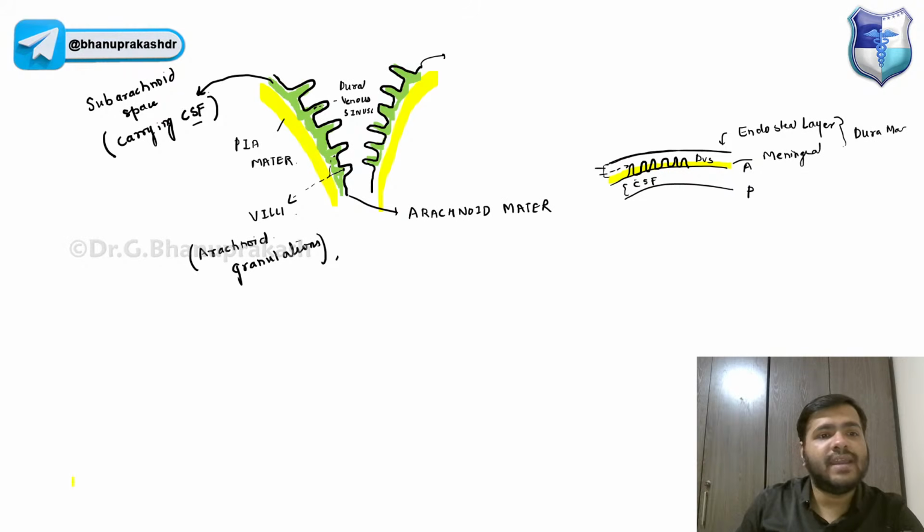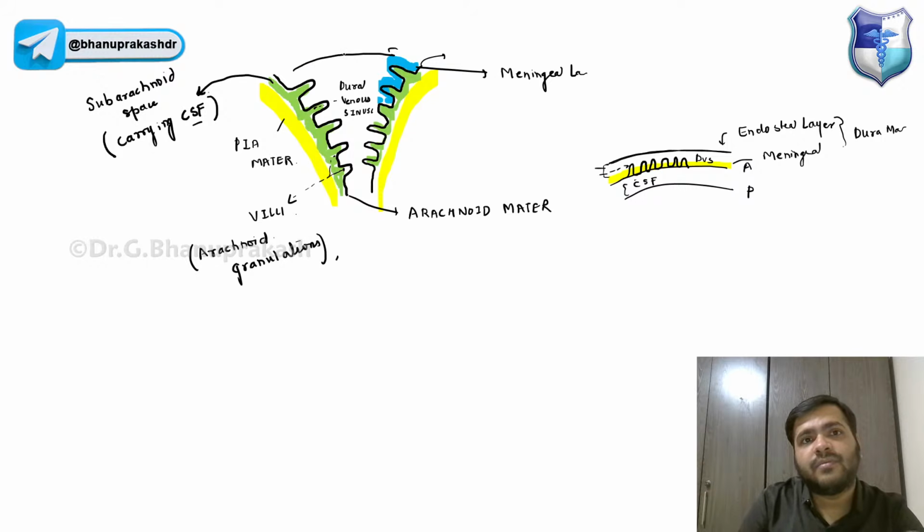If you want me to highlight in this picture, guys, just close to the arachnoid matter we have the meningeal layer, this blue one. Outside this meningeal layer, you will have the endosteal layer. And between them, we have the dural venous sinuses. So these projections will be carrying the fluid into the dural venous sinuses.